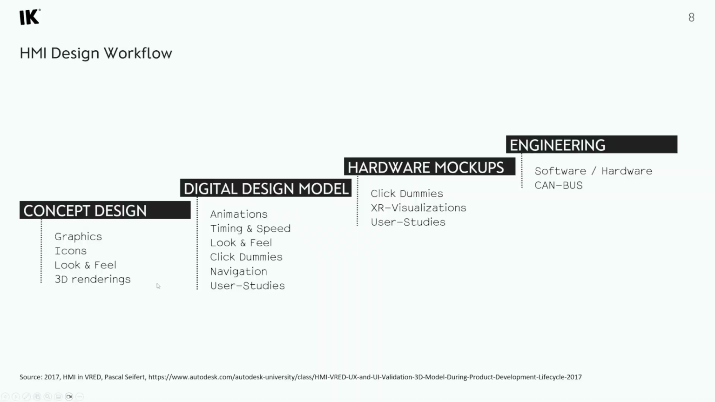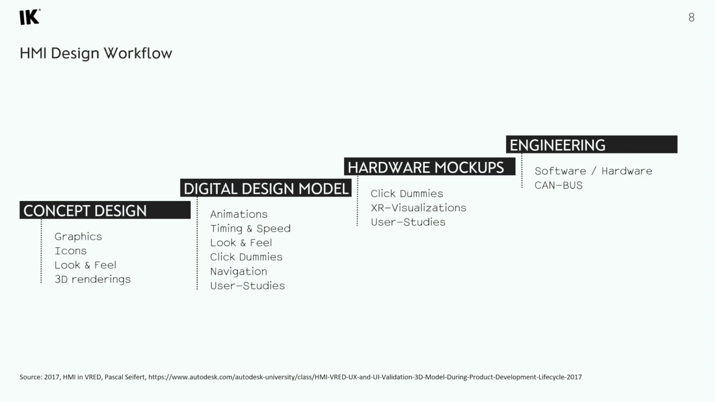So let's look at a typical design workflow for HMI design. This is taken from Pascal Seifert's presentation about HMI design in VRED from 2017, just a few years ago. And he defines these 4 steps. At first we have the concept design, where we start with sketches, where we define some icons, some first graphics, where we decide on a look and feel. The digital design model already adds animation, timing and speed, improved look and feel, and where the first click dummies are implemented, and where we have a navigation structure. This is also the place where we first have some user studies to test our designs.